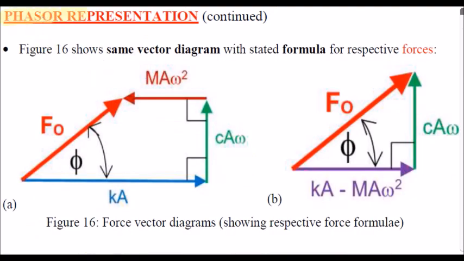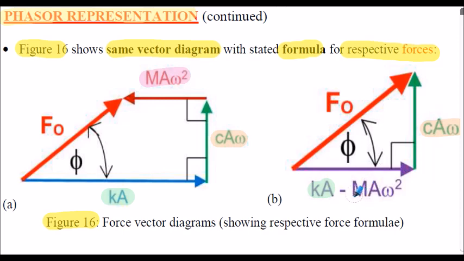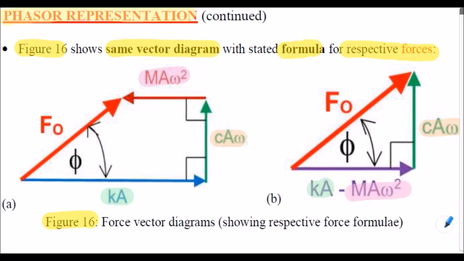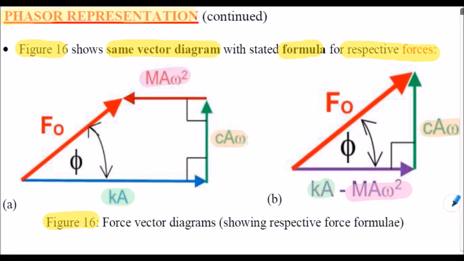Phasor representation continued. Figure 16 below here shows the same vector diagram as on the previous slide in figure 15, but now the formula is stated for the respective forces. So this is the spring force here, the damping force here, and the inertia force shown here. What we're going to do now is use these respective forces to determine equations for the amplitude of the motion of our damped spring mass system when subjected to a disturbing force, and also to calculate the phase angle of the system.